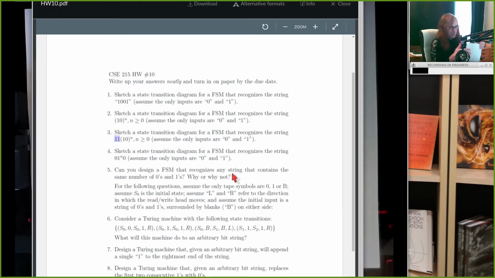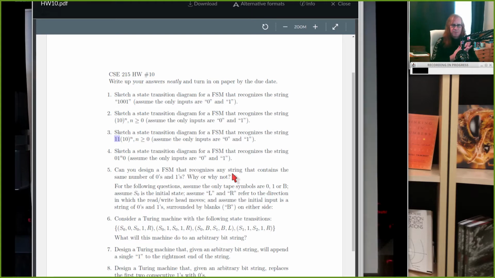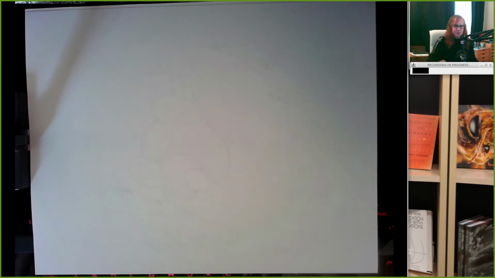You could have a start state that goes to 1, and then it goes to 0, and then it goes to the recognized state. And if you want to recognize n number of those, you could just go back to the start state, and it's always going to have the same number of 1s and 0s, right? Possibly.